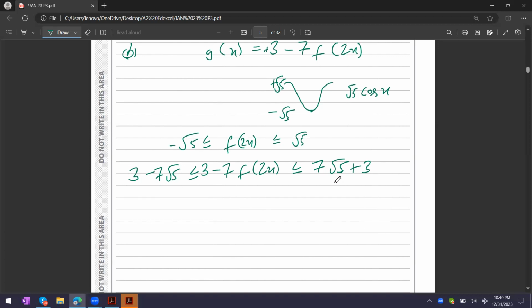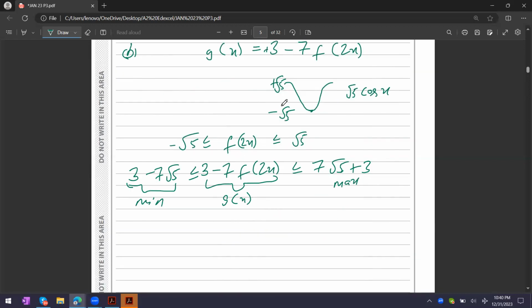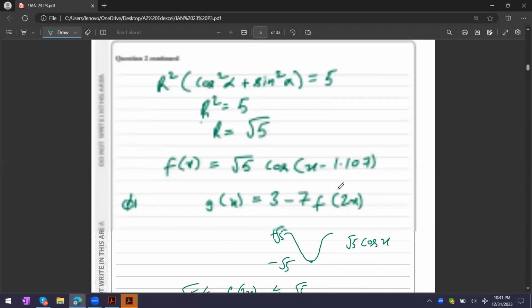So this is the maximum value of g of x. Now this whole function is looking like g of x. So this is the maximum value and this is the minimum value. What do they want, minimum or maximum? They said maximum value of g of x. So the maximum value of g of x is 7 root 5 plus 3, or you can say 3 plus 7 root 5.